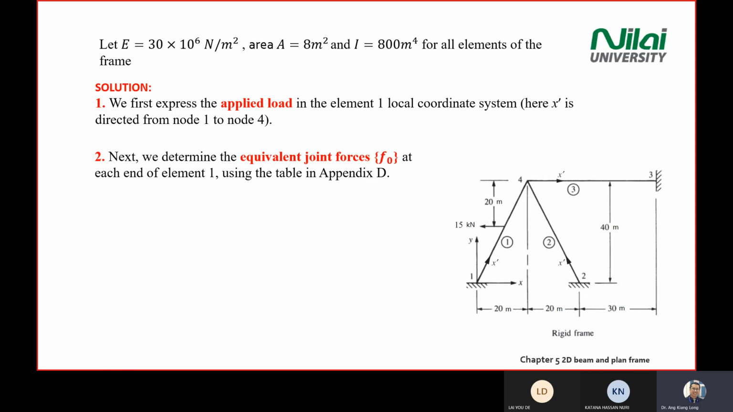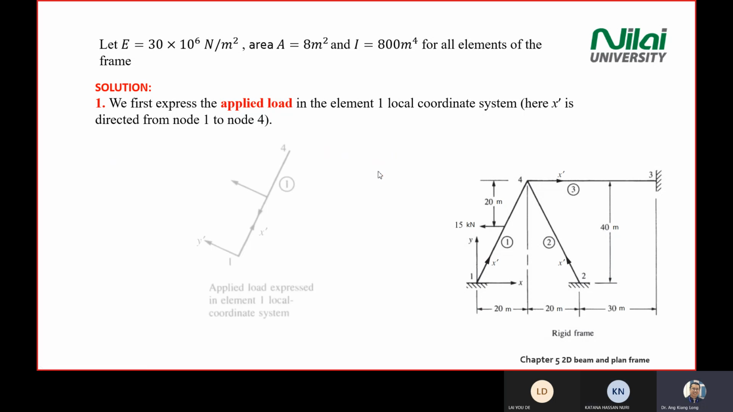Right, the next one, then we will find the equivalent joint force at point 1 and point 2. After we convert this one into the middle of the height here, we will use appendix D to transform this to both ends. We will put this force. Yes.